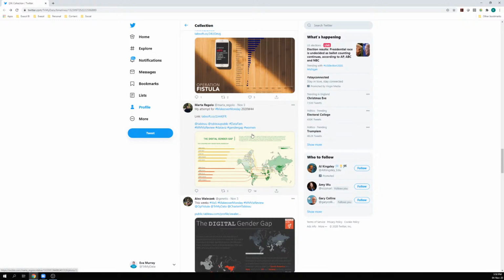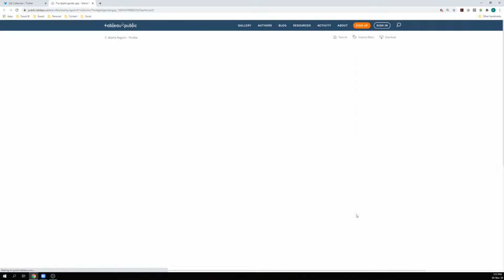And then we have Marta. So, there's a link. Now we have seen these curvy connecting lines in other Vizes in the past.